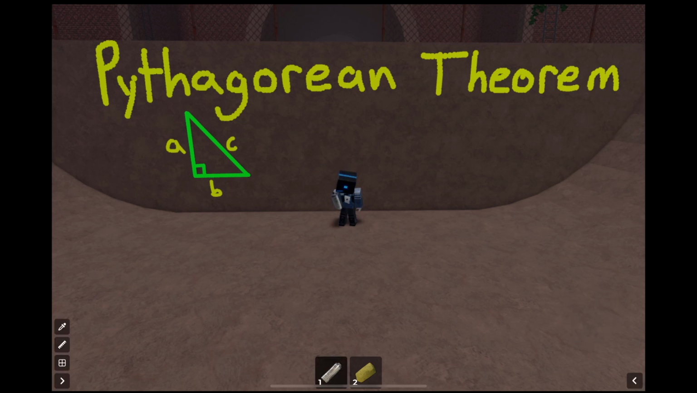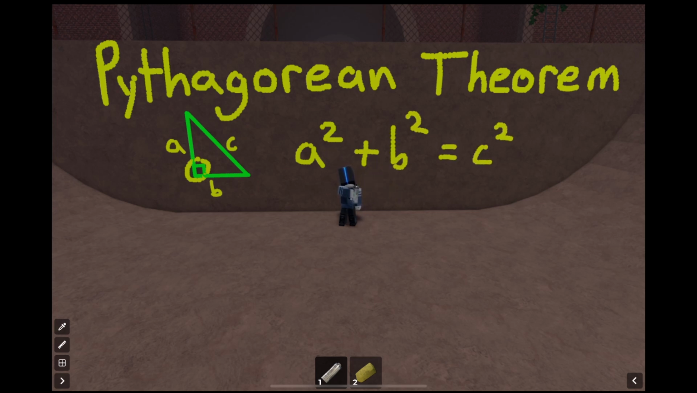If you have a right triangle with sides A, B, and C, where A and B are the legs, meaning they touch this right angle, and C is the hypotenuse, that's opposite to the right angle, then the Pythagorean theorem basically tells us that A squared plus B squared is equal to C squared. It's a simple formula, and I think it's pretty straightforward to remember. So let's get into how you can use it to solve triangle problems.